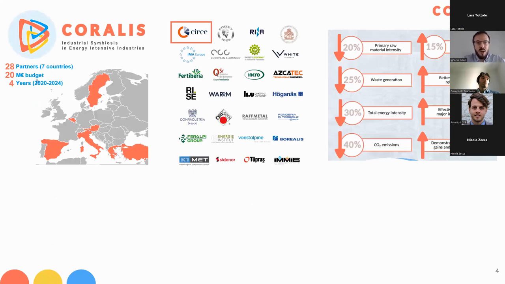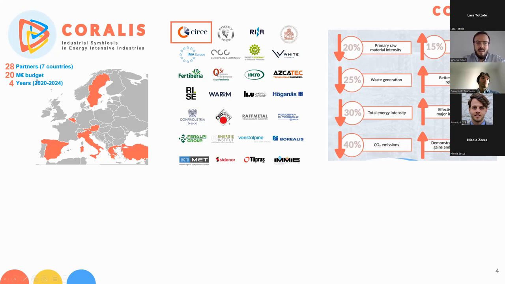So, what is the acronym of CORALIS? It is the creation of new value chain relations through novel approaches facilitating long-term industrial symbiosis. As you can see, it's a consortium that holds 28 partners from 7 countries, which has a budget of nearly 20 million euros. And the project itself will last 4 years, from 2020 to 2024.